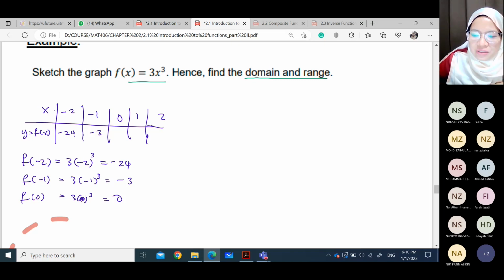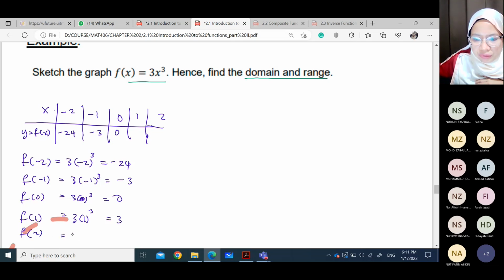Okay. So 0 power of 3 is 0. So 0 times 3 is 0. So ini you boleh guna calculator je. Kalau tak nak guna calculator pun boleh. So this one 1 power of 3 is 1. 1 times 3 is 3. And add 2. 3 times 2 power of 3. This one we have 24.